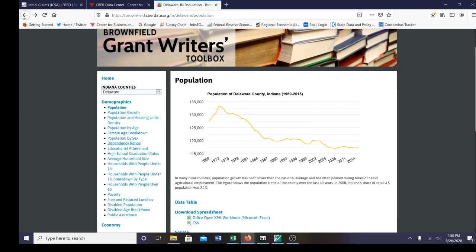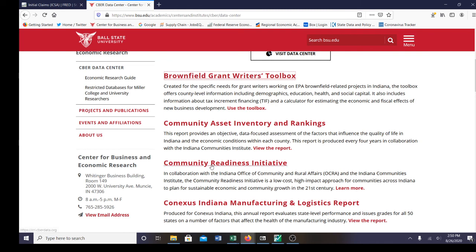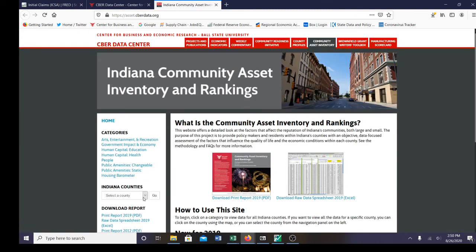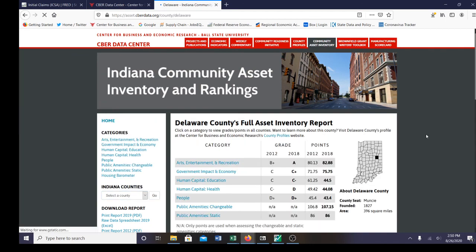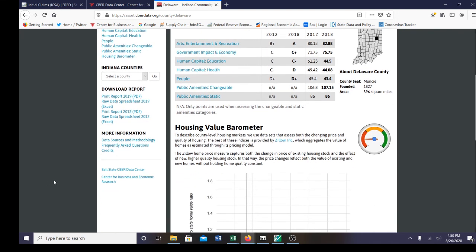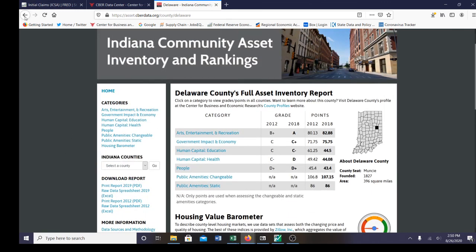And I'm going to go through almost an infinite amount of data here. Let me close out of that. We have a community asset inventory and rankings, which again grades each county. I'll go to the county I'm in. It gives A's through F's based on how well it's doing on a number of different measures. And we also have a housing value barometer here, which gives the value of homes in surrounding counties and some information about it.